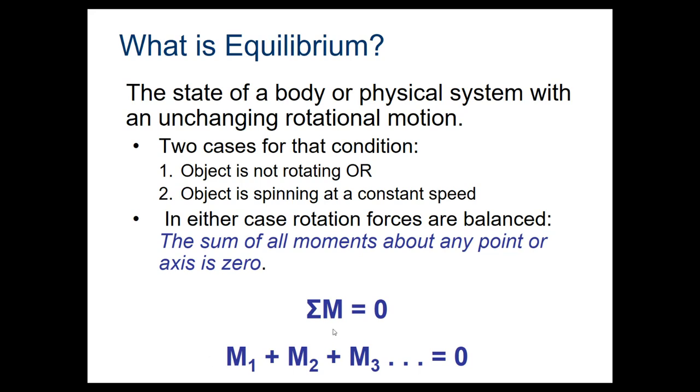And so if that is the case, then we know that the sum of all the moments that are acting on that object should add up to zero. And so this is the formula we're going to use. We have really three of those we're going to use, but this is one of them. And this is going to be the one we use maybe not very often, but certainly one of the first things we'll use is this sum of the moments.